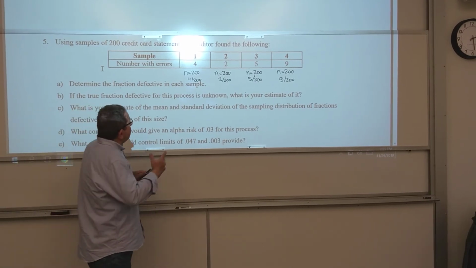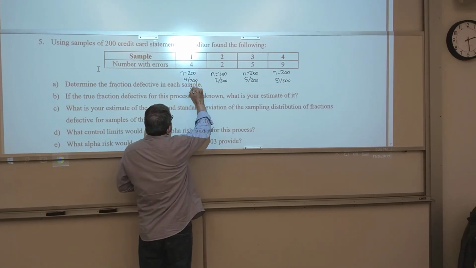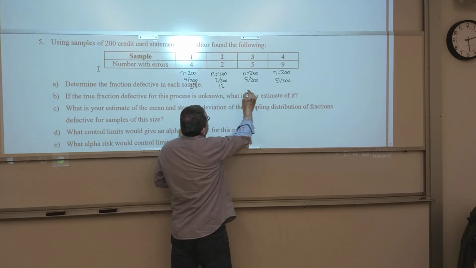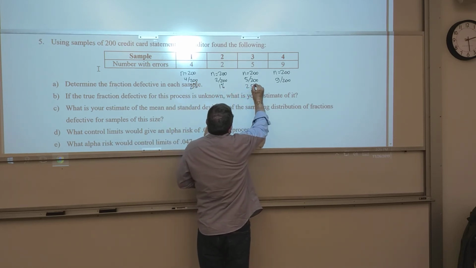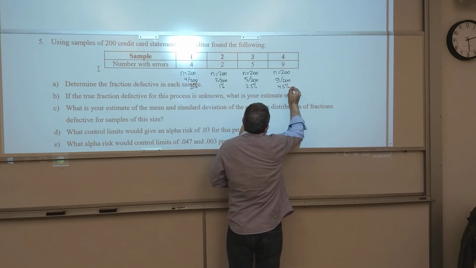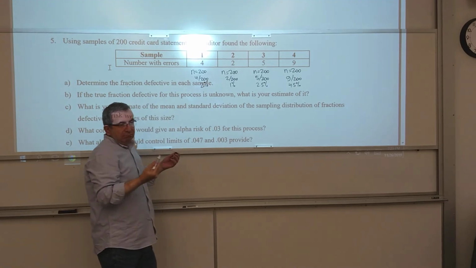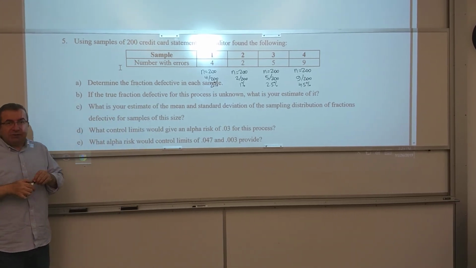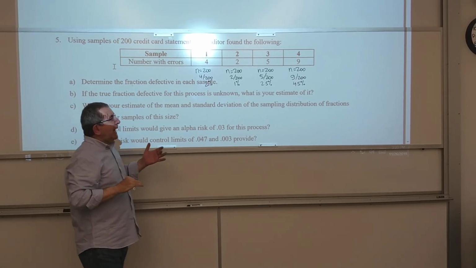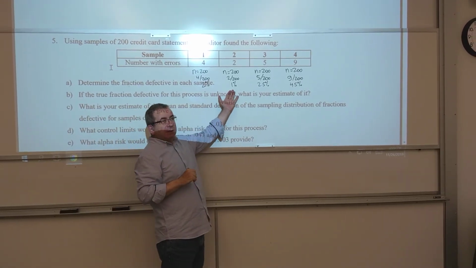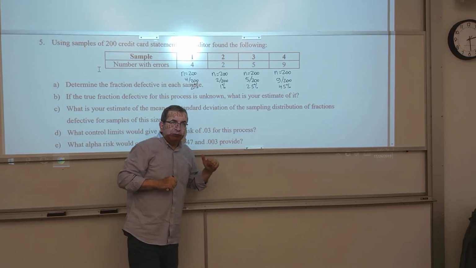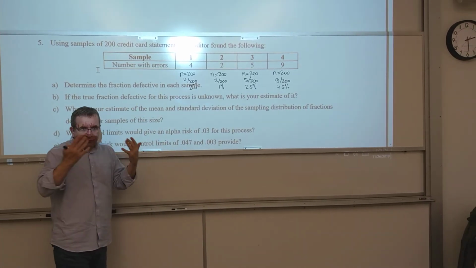So if we look at percentages, this is 2%, this is 1%, this is 2.5%, this is 4.5%. These are the fractions defective. Some samples have lower defective percentages, some have higher defective percentages, just because of random sampling.